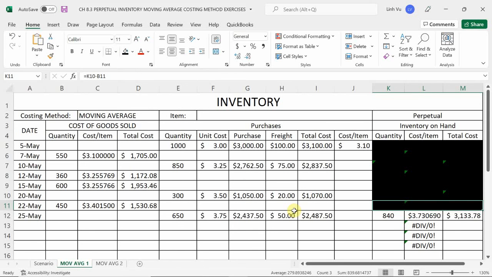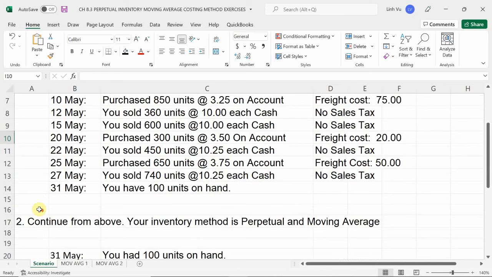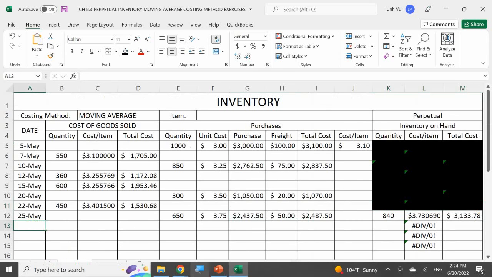Okay. So then let's see what else happened. Last but not least, on May 27, we end up selling 740 units, leaving a remainder of 100 units left on hand at the end of the month. Okay, so we sold 740 on May 27th. In this case, how much is my average cost right now?